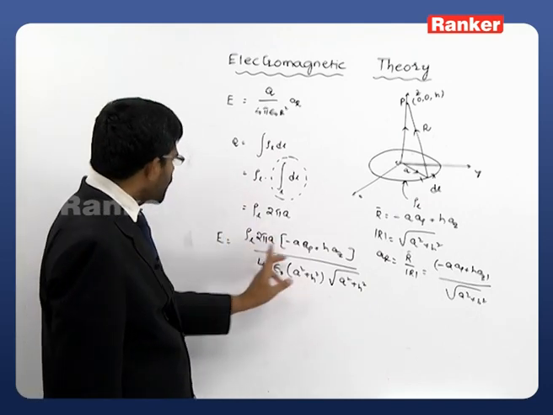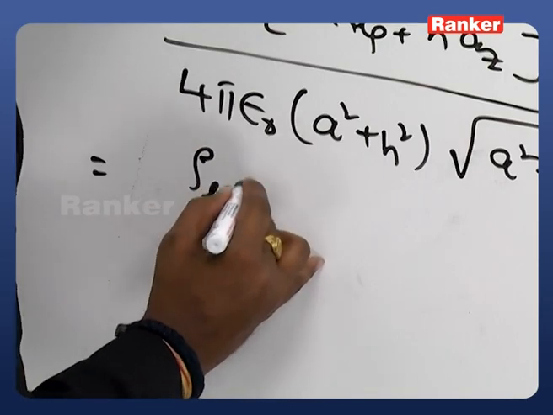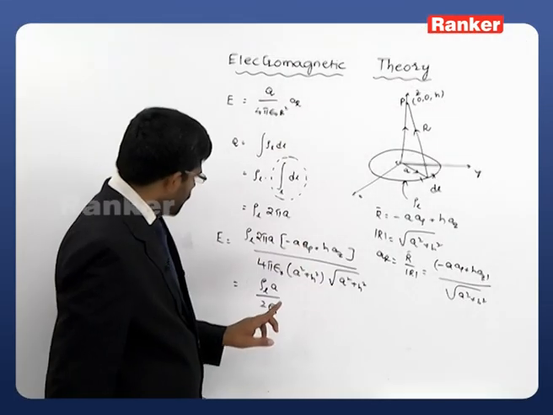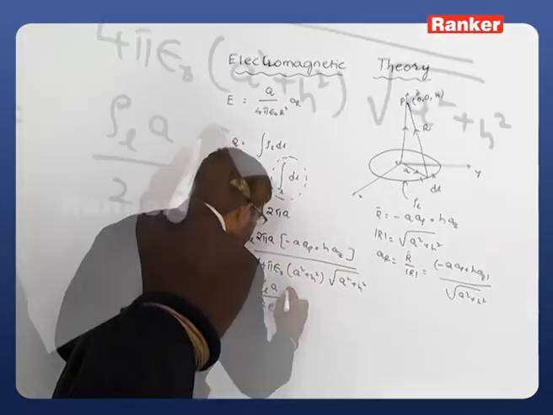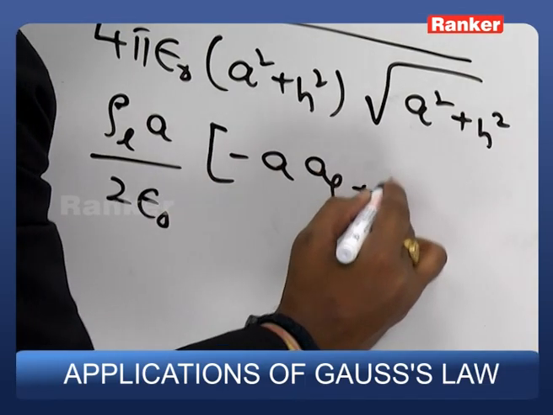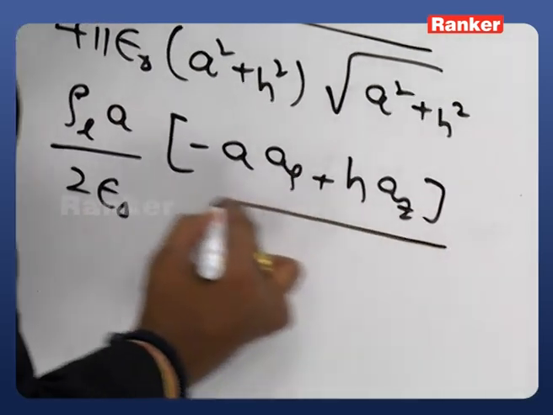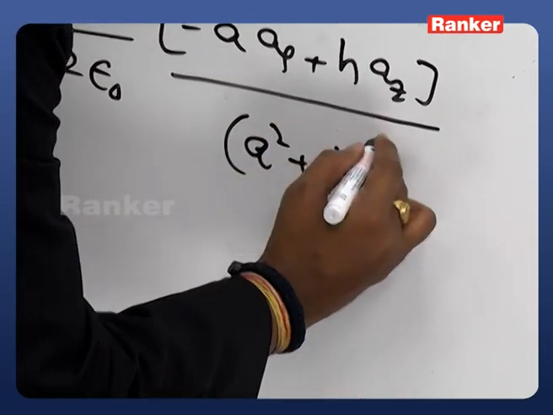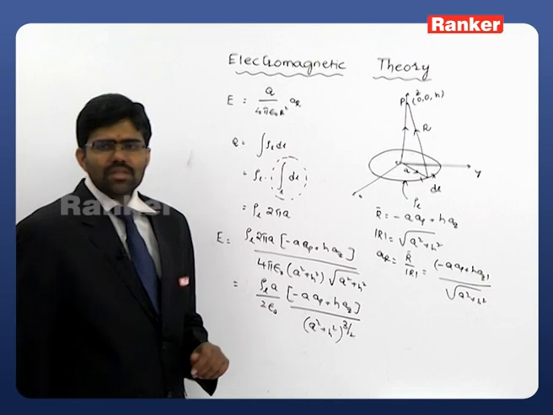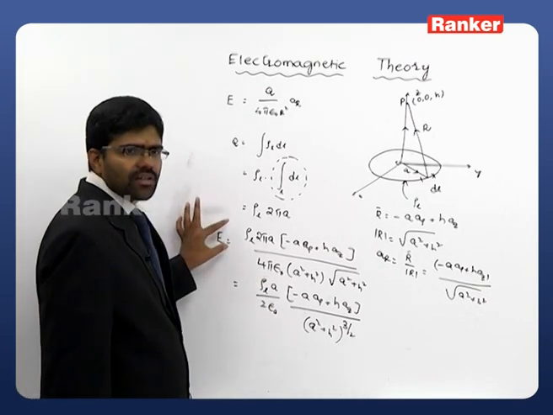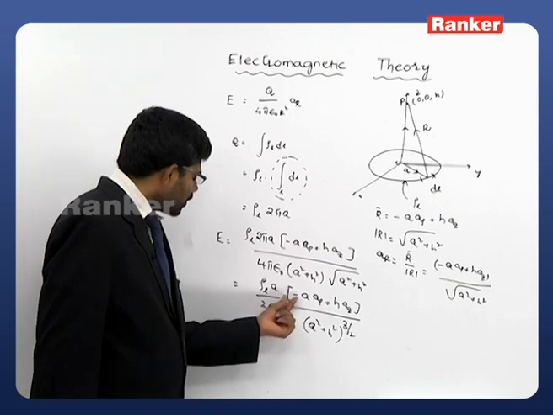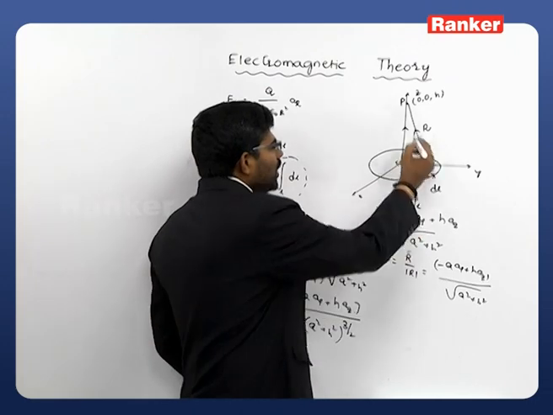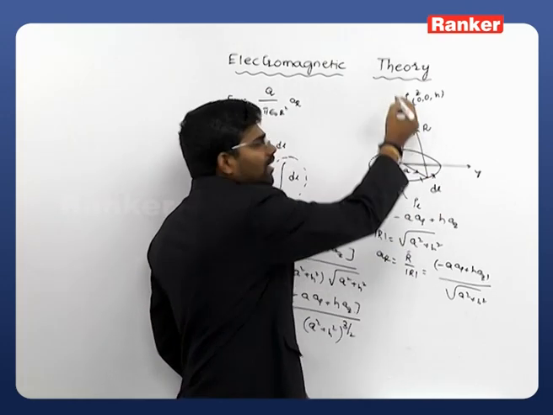So after the substitution, what we got is this equation: rho L into A divided by 2 epsilon naught, and the numerator term is minus A a_rho plus H a_z, divided by the denominator A square plus H square whole power 3 by 2. Just examine this equation. The electric field intensity has two components. One component is along rho, another component is along z.